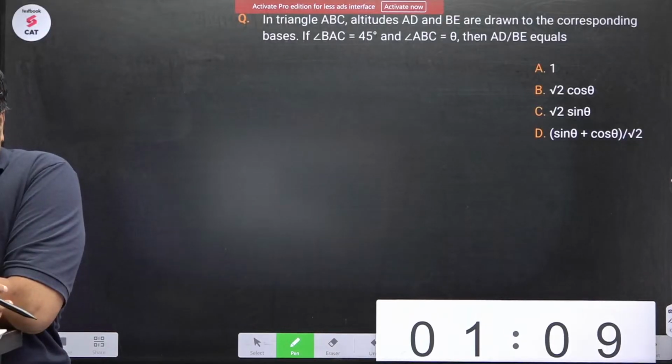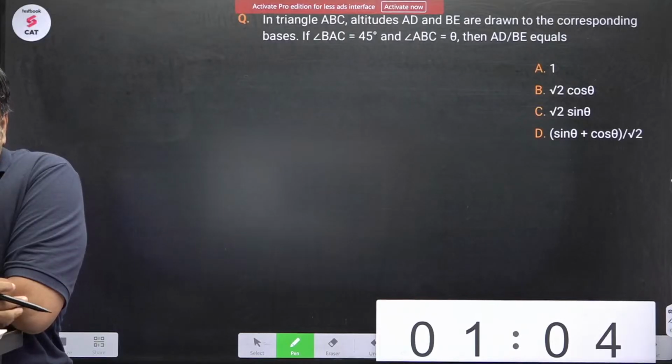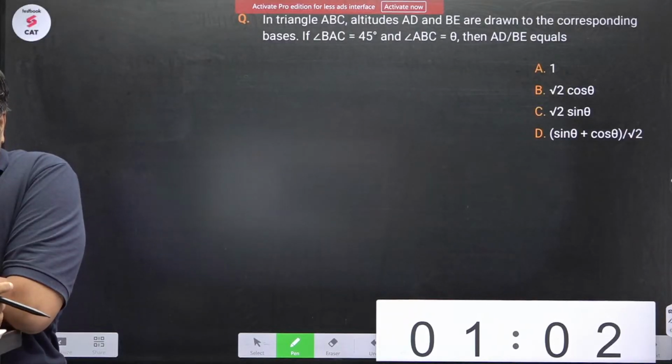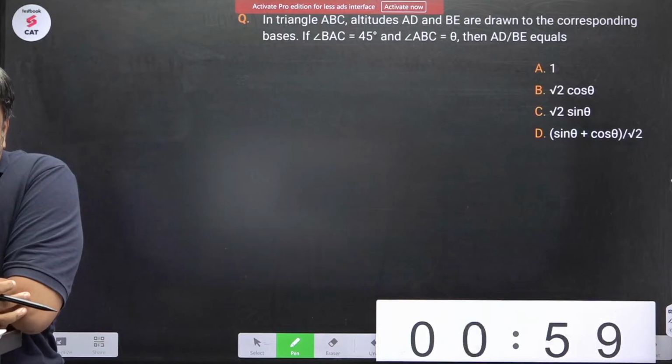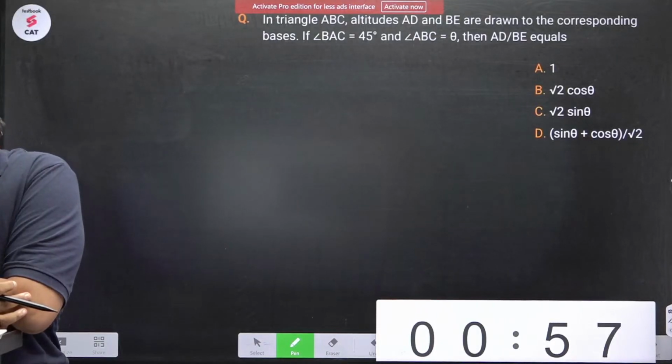In triangle ABC, altitudes AD and BE are drawn to the corresponding bases. Angle BAC is 45 degrees and angle ABC is theta. Find AD upon BE.